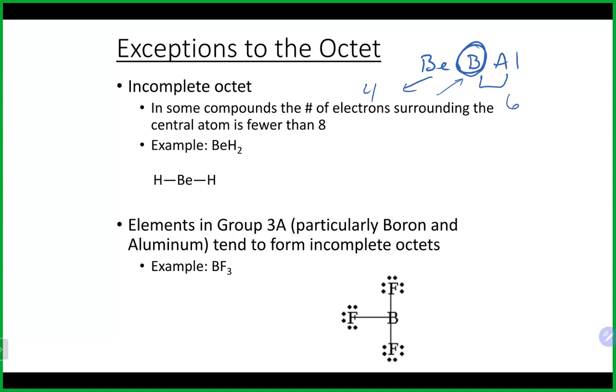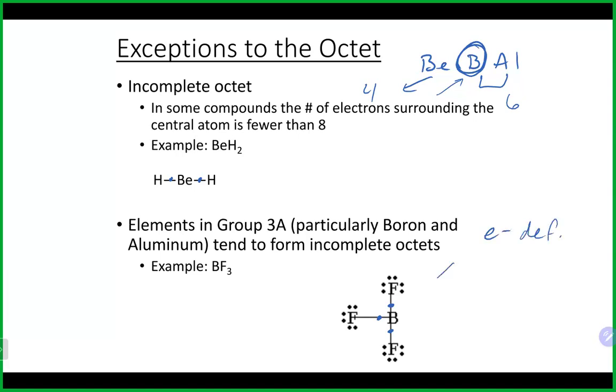So here we have beryllium with 2 hydrogens, and it is technically fine with 4 electrons. And boron here is pretty much good with 6 electrons. These things are also sometimes referred to as being electron deficient.